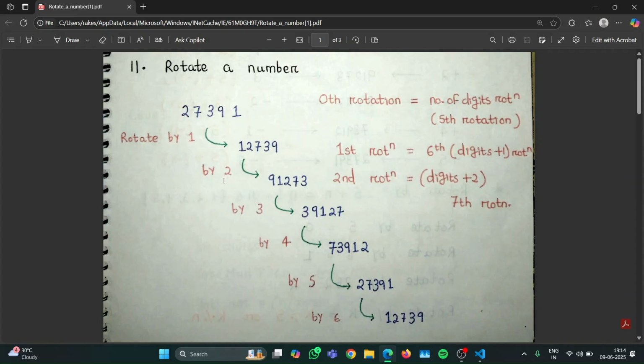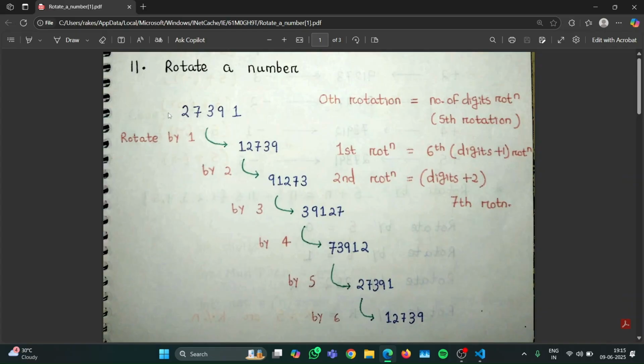Similarly, rotate by two means two numbers will come from the back and go to the front. Here 91 is at the end, so we bring 91 from the back to the front. Similarly, rotating by 3, that means 391 over here is at the back. So we bring 391 from the back to the front. So the number becomes 39127. So the remaining digits remain as they are in the back. So rotating by 4 means 7391 will come forward and 2 will remain at last.